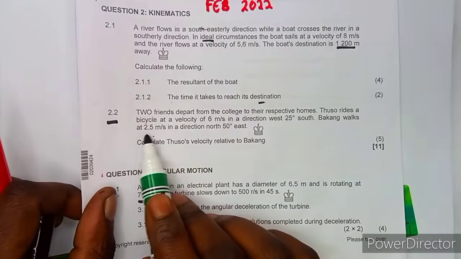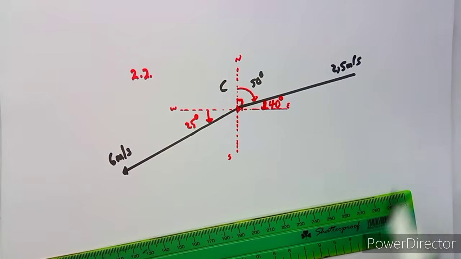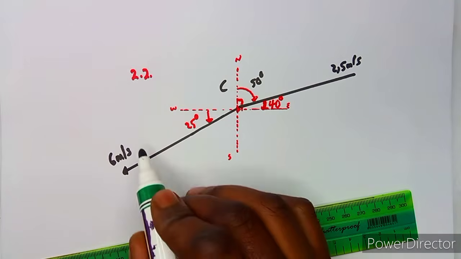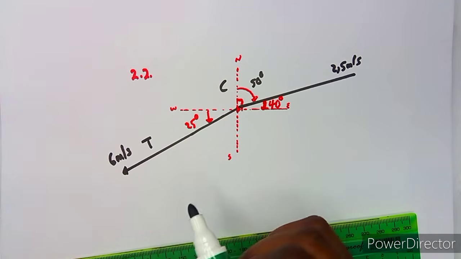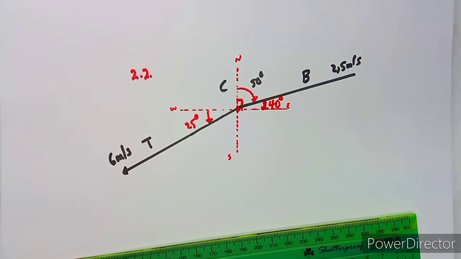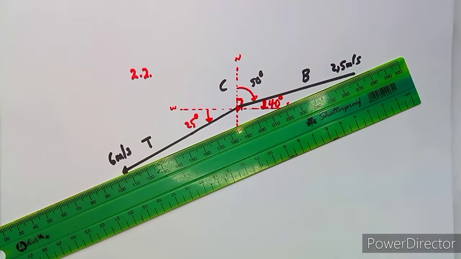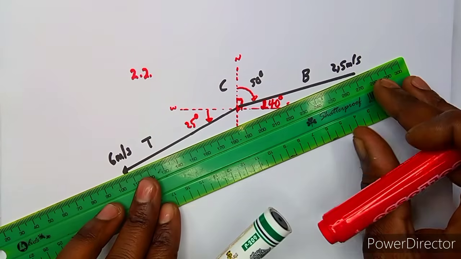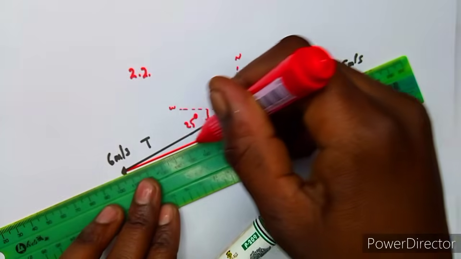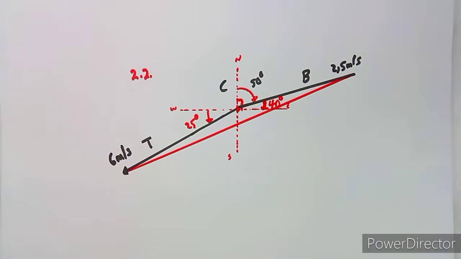And the velocity of this other guy is 2.5 meters per second. So this is Tuso, and this is Bakang, so just write it as B like that. You've got Tuso and Bakang. These are the two guys that we are having. So we are going to join the two here so that we can find the relative velocities that we are given. So I'm just going to join this one. This is what is going to happen, guys, after joining.